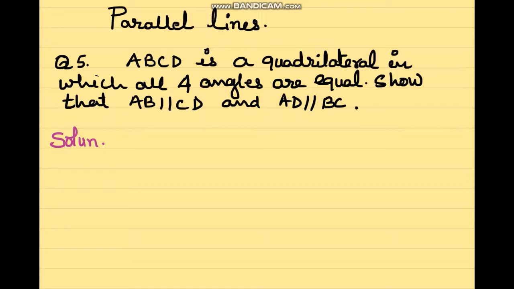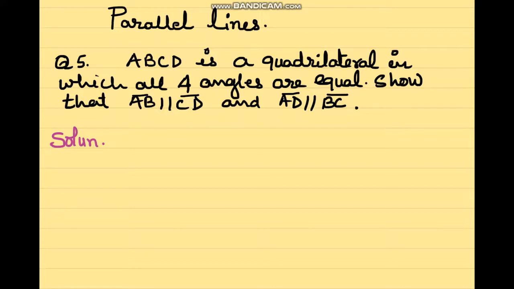Let's begin with question number 5 in this part. ABCD is a quadrilateral in which all four angles are equal. Show that AB is parallel to CD. Now see, line segment AB is parallel to line segment CD and line segment AD is parallel to line segment BC. This you have to show.